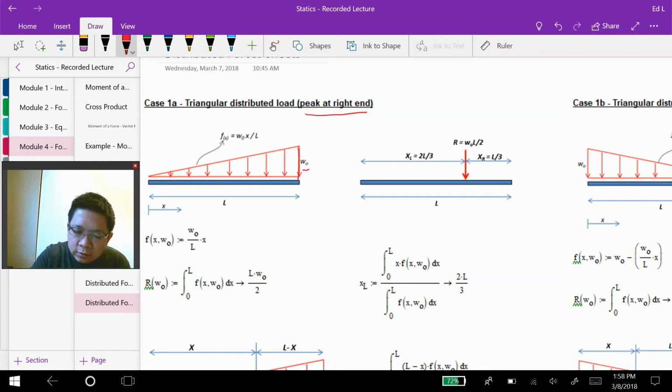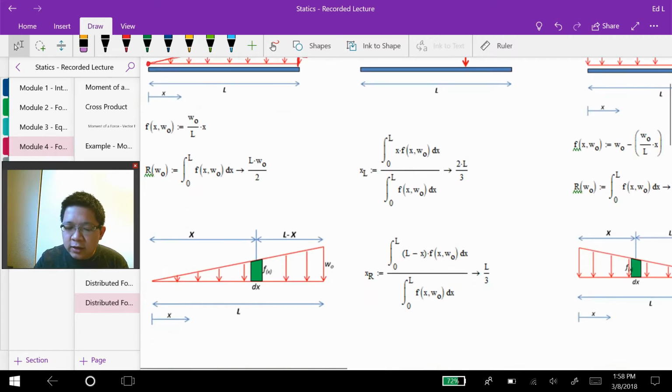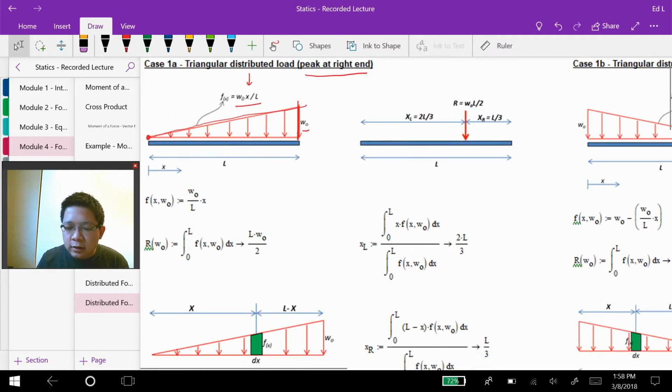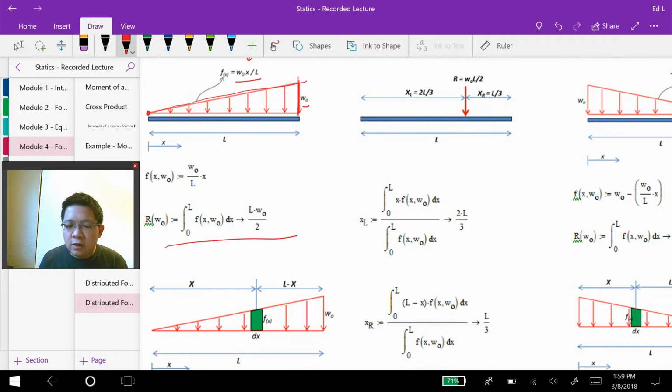Okay, so in here the intensity is W naught, and in here the intensity is 0. So if you ask me what is the function that defines this linear line in here, it is described as written in here. Okay, and I have pre-calculated everything for you in here, and this is how you do the calculations for R, and this is how you obtain x bar from the left hand side and x bar from the right hand side.